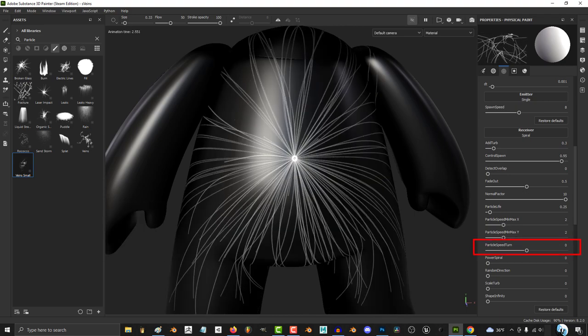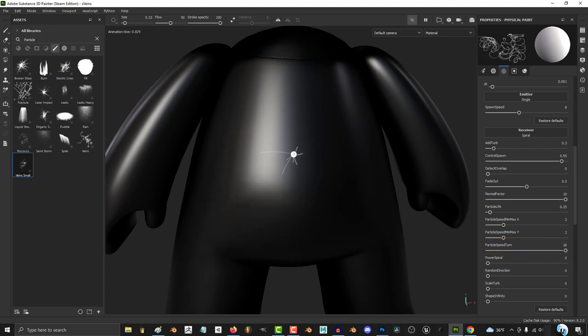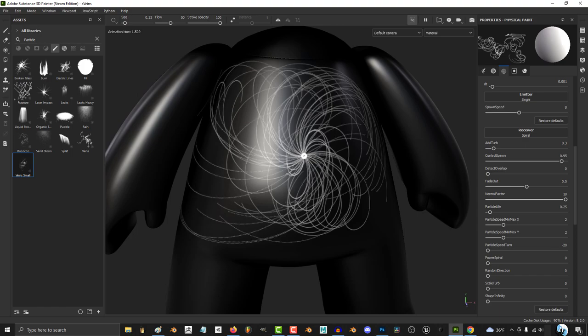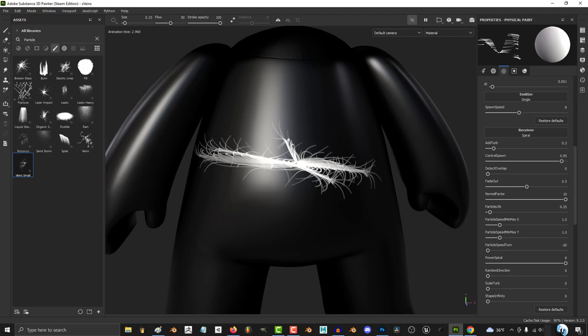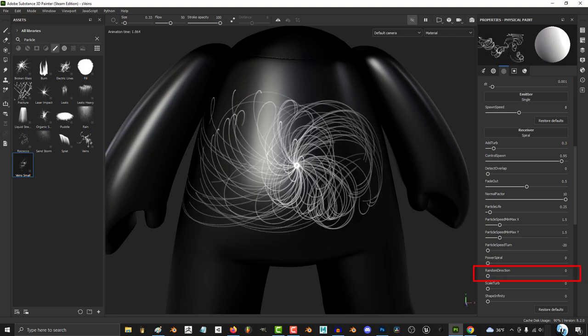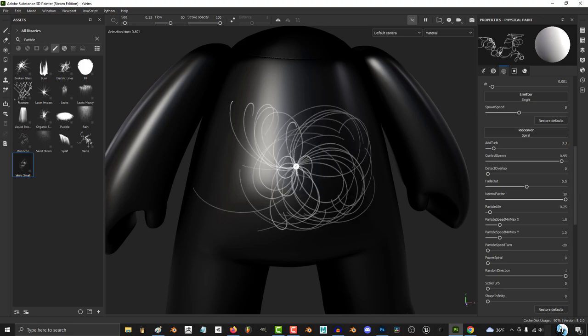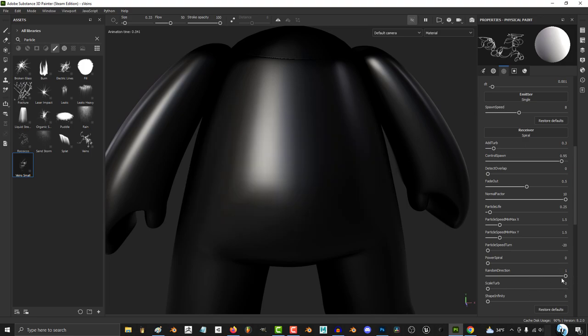Now the higher the particle turn speed gets, the more the particles will start to curve and make loop shapes. Negative is clockwise and positive is counterclockwise. Now if you increase the power spiral instead of exploding, it will start to spin like a spiral in a galaxy. And the higher the random direction, the more likely the particles will spin in opposite directions. It is either 1 or 0.